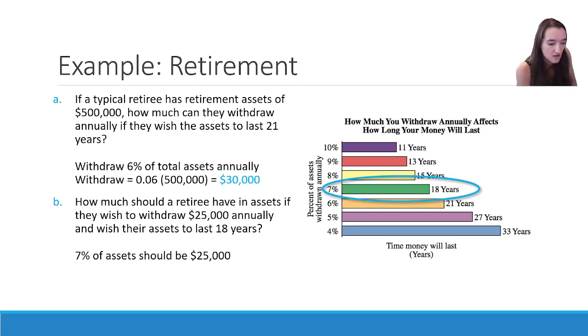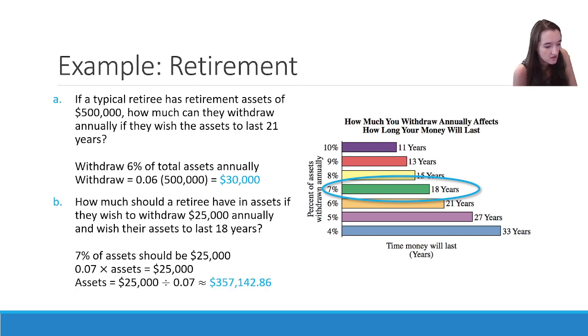So 7% of the assets should be $25,000. The word "should be" is our "is," which is our equal sign. It's all the same thing in this case. So 7% is 0.07, times, since "of" is times, our assets, which we don't know, that's our unknown, is equal to 25,000. How do I solve this for the assets? I just have to divide by 0.07 on the other side. So 25,000 divided by 0.07 is $357,142.86. That's how much they would want to retire with if that's their retirement plan.